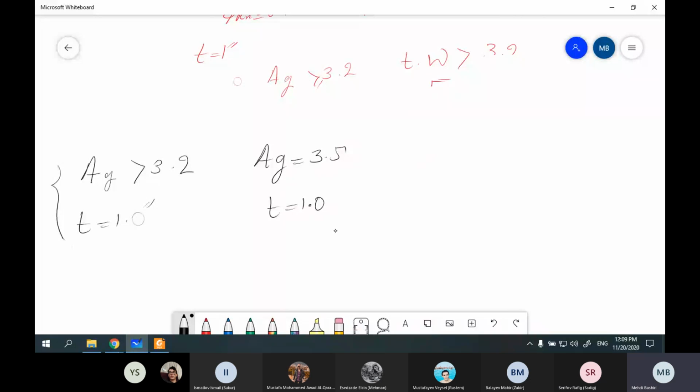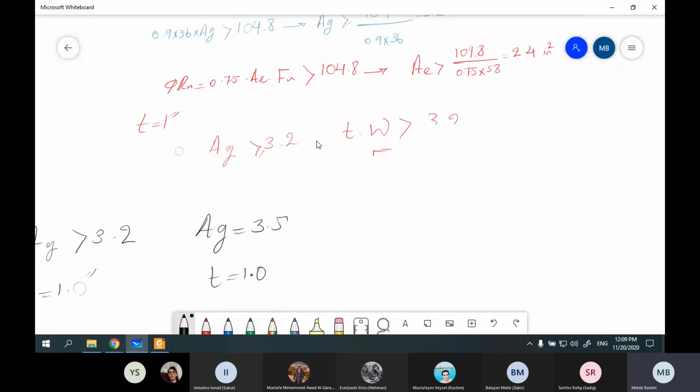You should satisfy this equation. 5 is more than 3.2, 4 is more than 3.2, 10 is more than 3.2, 3.5 is more than 3.2. But as I said, you can't take a 10 because 10 is not a canonical size. So Ag is equal to w times t. t is 1, Ag is 3.5, so w is 3.5.